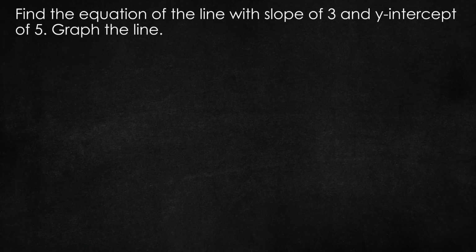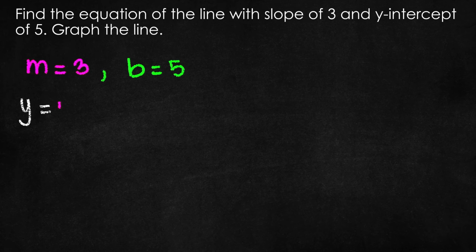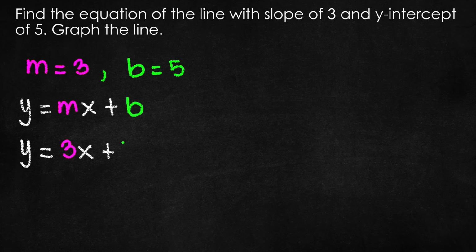Next, find the equation of the line with a slope of 3 and y-intercept of 5. Graph the line. Okay, the slope is given as 3, so m equals 3. The y-intercept is given as 5, so b equals 5. The slope-intercept formula is y equals mx plus b. Plug in the slope and y-intercept values into the equation. We get y equals 3x plus 5. That is the equation of the line in slope-intercept form.